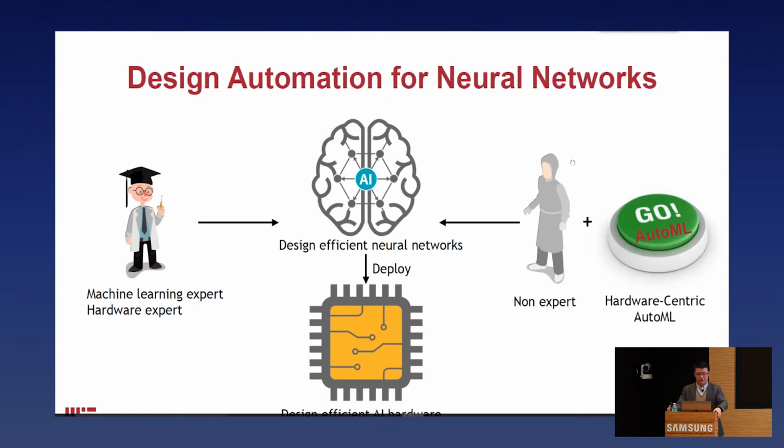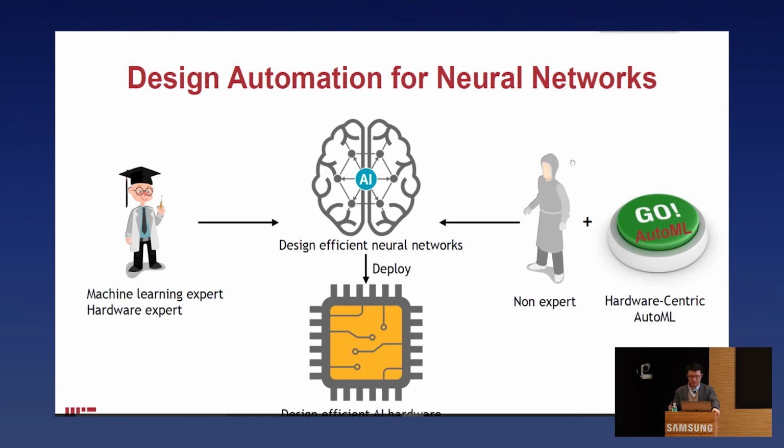So the goal is, previously we needed a machine learning expert and also a hardware expert to do this design. Like when I was doing the startup, I found it's quite difficult to hire engineers that master both machine learning and hardware. Therefore, we want to democratize this and enable non-experts by taking advantage of what is called hardware-centric AutoML, so we can push the button and automatically design the neural network and also the chip for you.